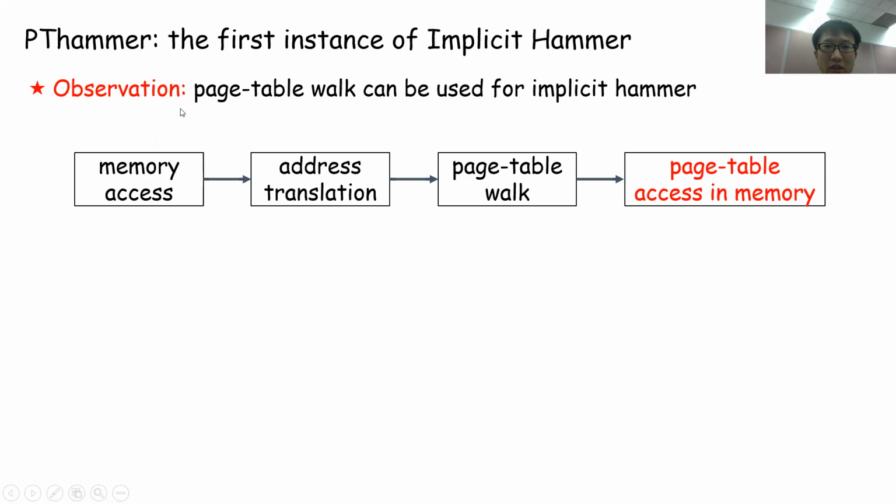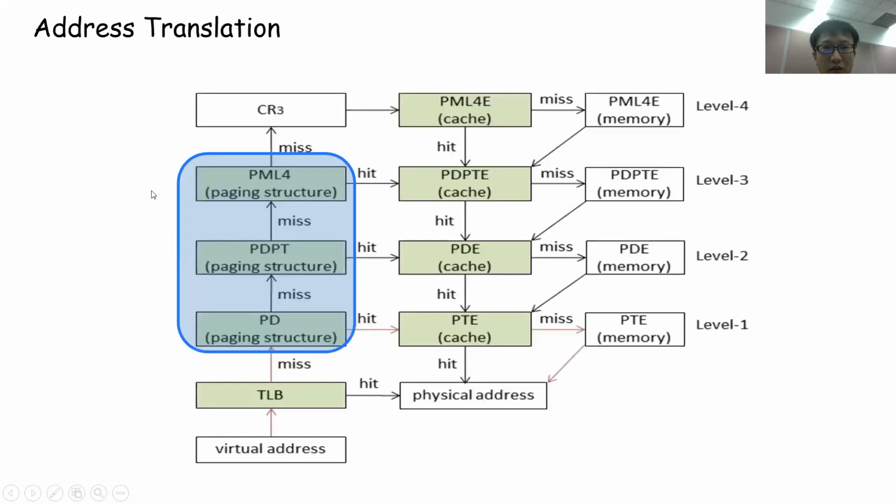We have a key observation that page table walk could be used for Implicit Hammer. So the memory access triggers the address translation mechanism, while the address translation triggers the page table walk, which results in page table access in memory. So here is a figure of the address translation mechanism. A virtual address will be translated to a physical address. So when we access a virtual address, the translation mechanism will be triggered.